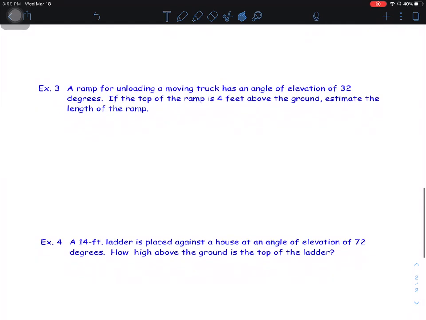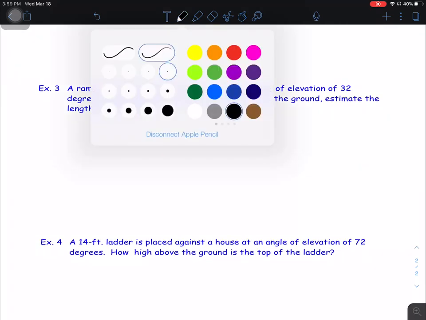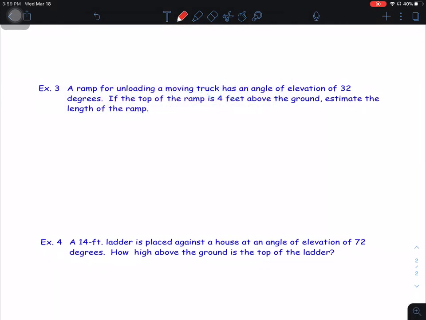All right, so let's try another one here. Let's take a look at this example. This example is talking about a ramp that's unloading a moving truck. So pardon the horrible artwork here. Here's my moving truck. We've got a ramp, which is kind of in the form of a right triangle. They're going to back right up against it, so they can roll some things down off the bed of the truck. So there's our right triangle.